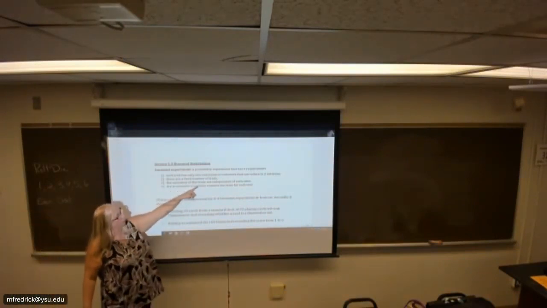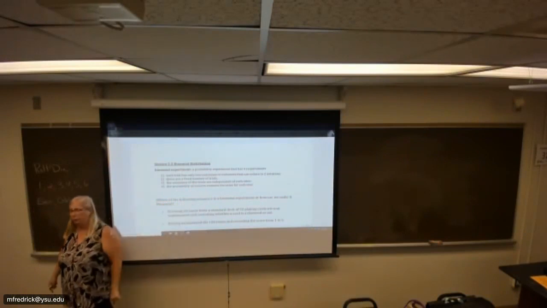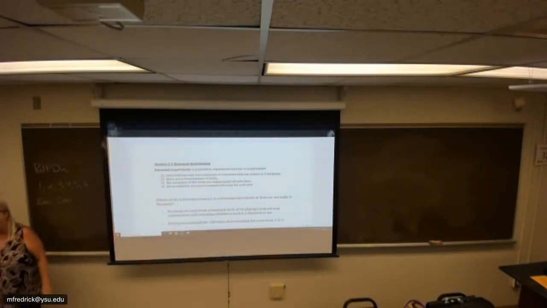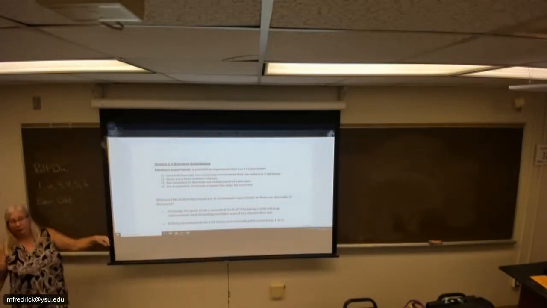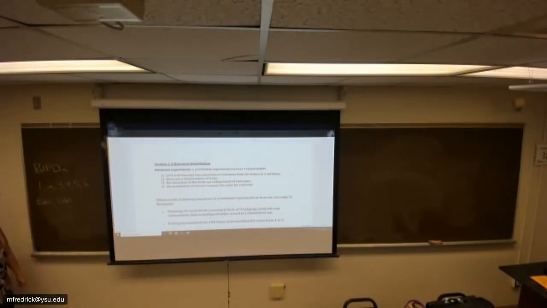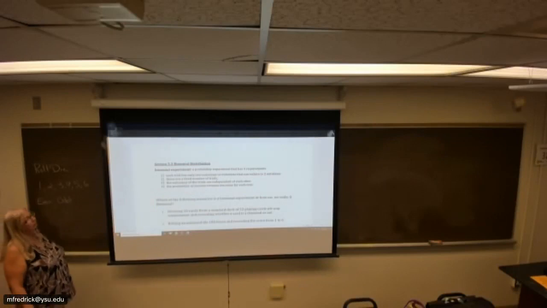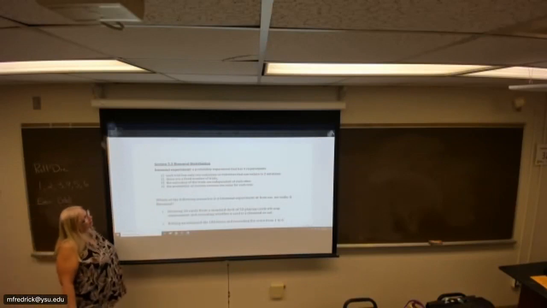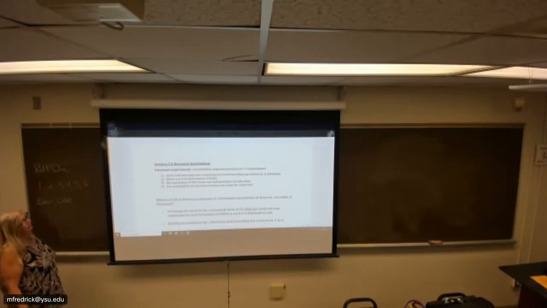The outcome of the trials are independent of each other. Each time I roll a die, what I get on that one doesn't change the next probability. So each probability is equally likely. It doesn't change its probability. They're independent. The probability of success remains the same for each trial.